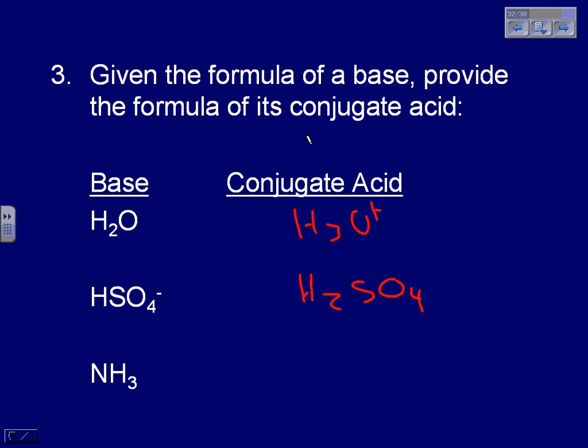And if that's a base, what's it going to become as an acceptor? Megan? What charge? It's going to bring a plus with it when it gains it. NH4, this guy's a plus. All right?